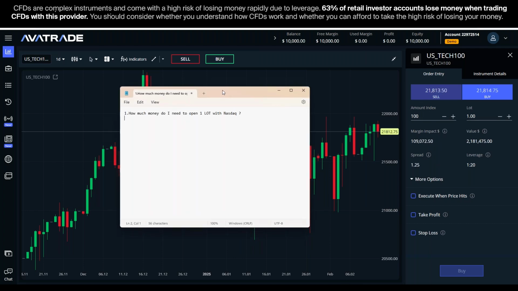Okay, so how much money do we need? Let's see. We can see that the price per index at the moment is 21,816 for a buy. And since one lot is 100 units, we need to multiply that by 100. Okay, and that gives us the value.